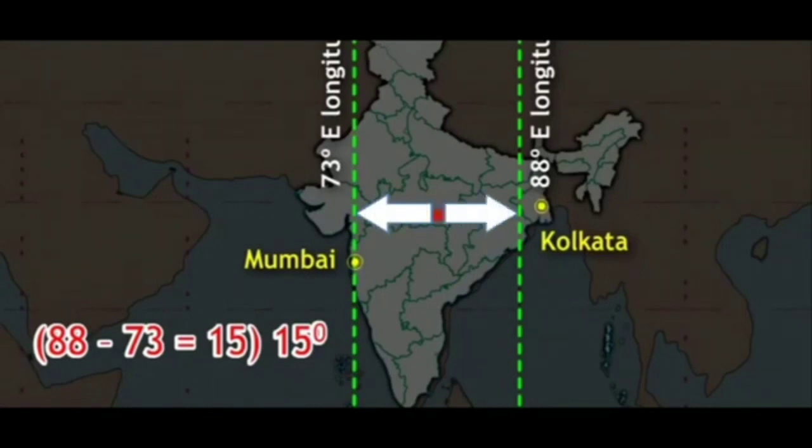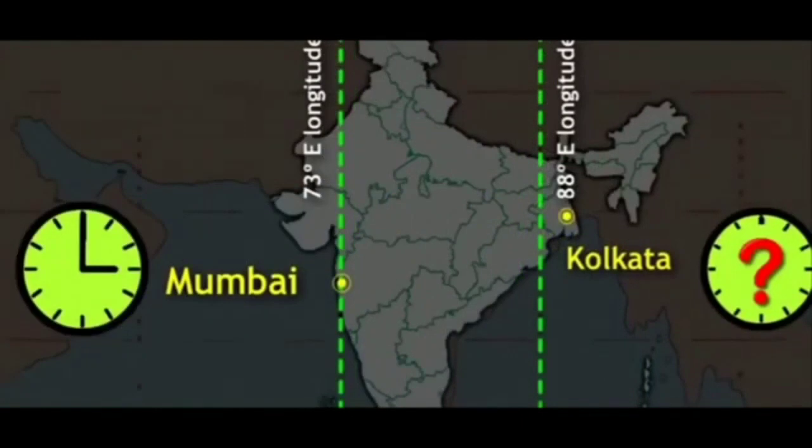Now the next thing based on this, if the local time at Mumbai is 3 p.m., then what would be the local time at Kolkata? Now we have the longitudinal difference between these two cities, that is 15 degree. We have Mumbai's time, that is 3 p.m., and by using this we have to calculate the time at Kolkata or local time at Kolkata.